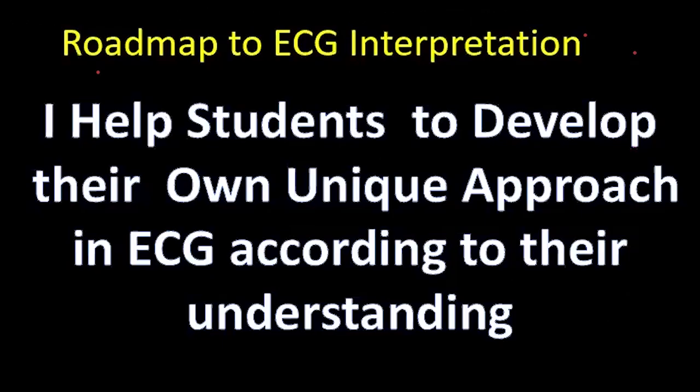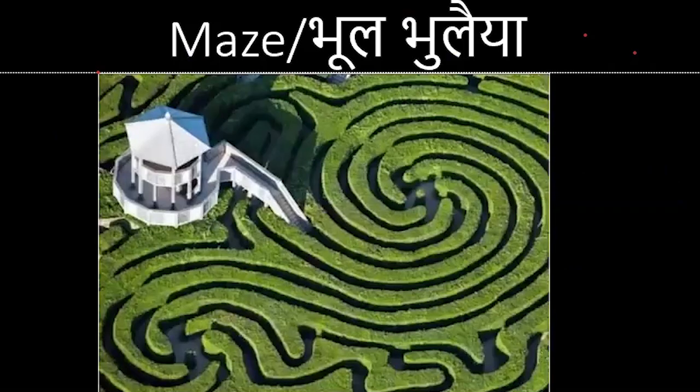So here we always use a roadmap to ECG interpretation, and I help students develop their own unique approach to ECG according to their understanding. Now, what is the roadmap? ECG is like a maze, or in Hindi you can say bhool bhulaiya. Approaching an ECG is like solving a maze with so many criteria, wavefronts, and confusing patterns. If you go in a random manner, there is a high probability that you can miss some finding, confuse one pattern with another, or make an incomplete or wrong diagnosis.